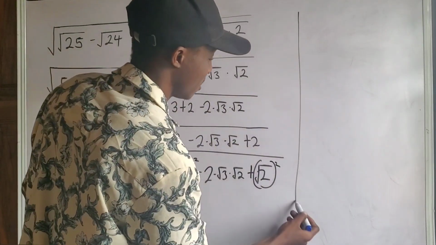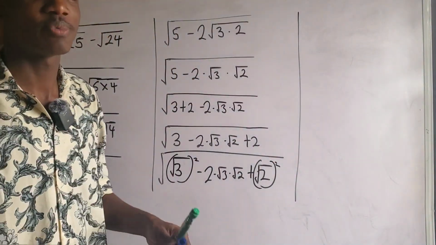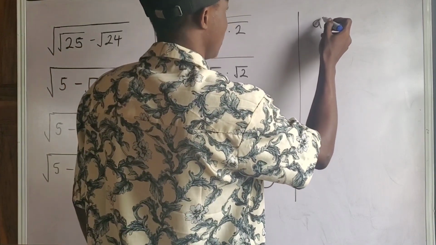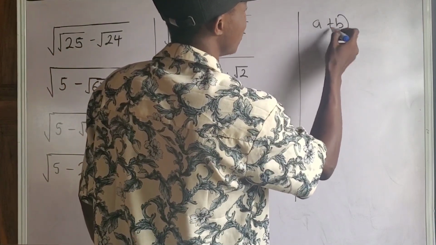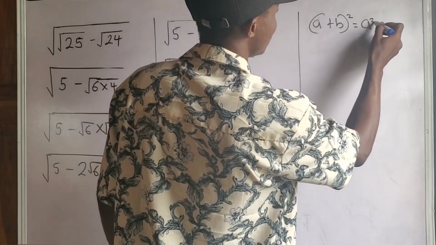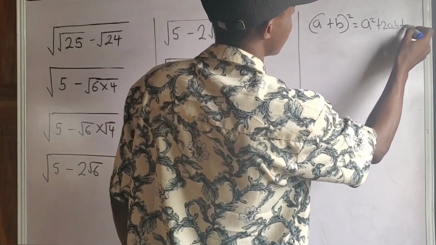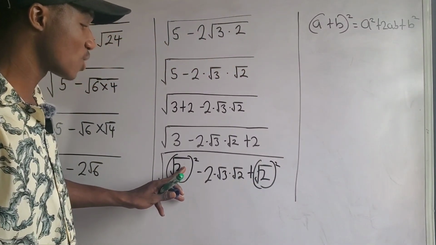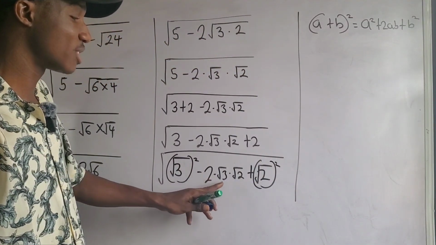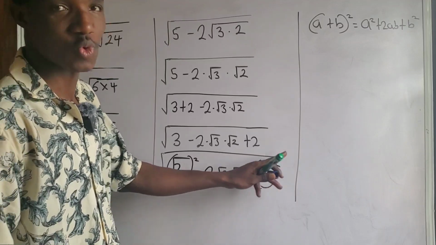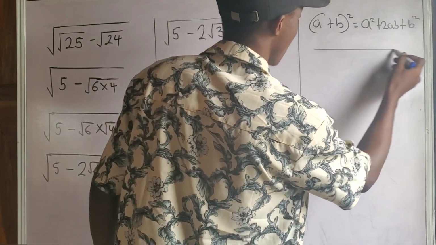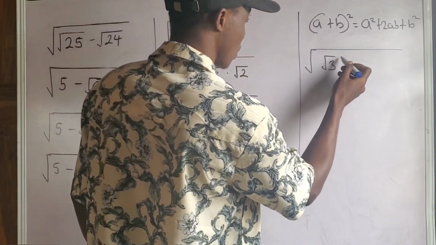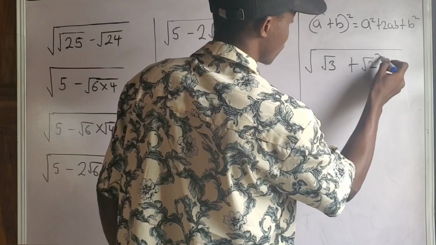Now, having gotten to this point, you know a property of expansion. If you have a plus b squared, it can be written as a squared plus 2ab plus b squared, you know. So in that case, I can rewrite the square root of 3 squared minus 2 root 3 root 2 plus root 2 squared. So I'm going to have the square root of root 3 — please pay attention — the square root of root 3 plus root 2 squared.